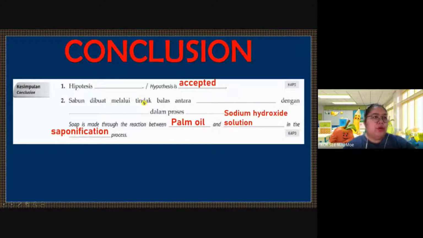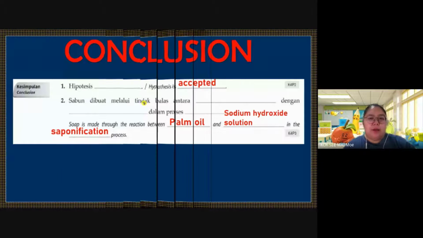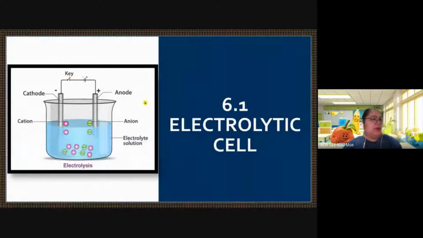Okay, so we go through to the next part. Next part is 6.1, electrolytic cell. So electrolytic cell is about chemistry. Okay, let's see the diagram.